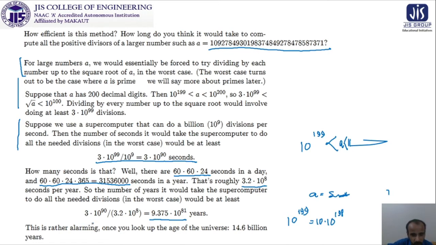This is rather alarming because the age of the universe is 14.6 billion years, that is 14.6 into 10 to the power 9 years. 14.6 into 10 to the power 9 is much less than 9.375 into 10 to the power 81 years. Can you imagine what we are actually talking about? If we follow this process, we can't complete the total number of divisions, because the age of the universe is also less than that. So this gives us the conclusion that these two processes are not sufficient for our work.